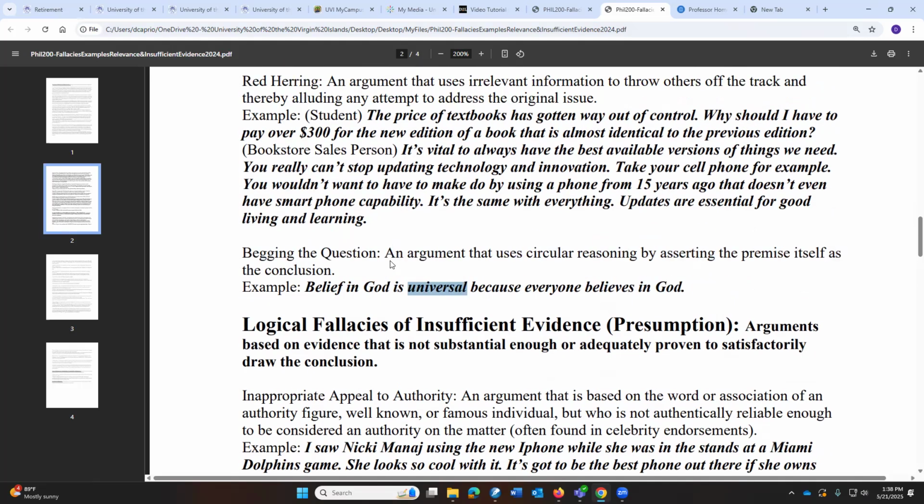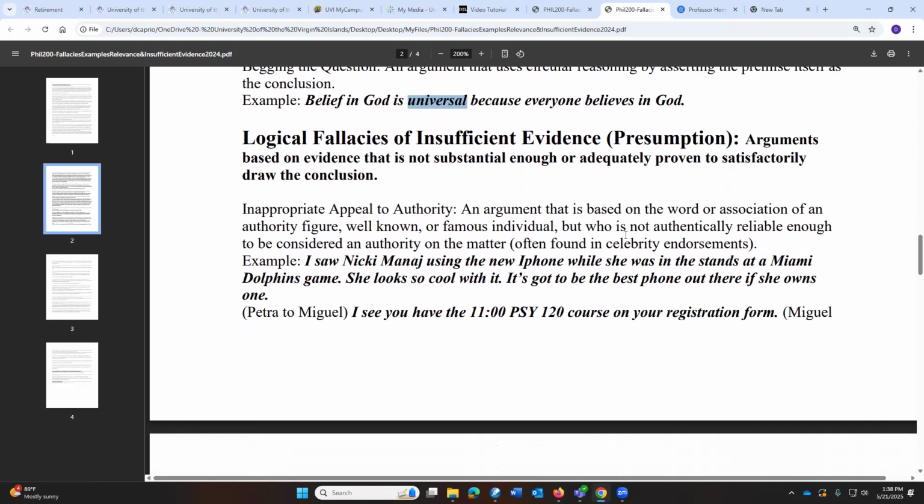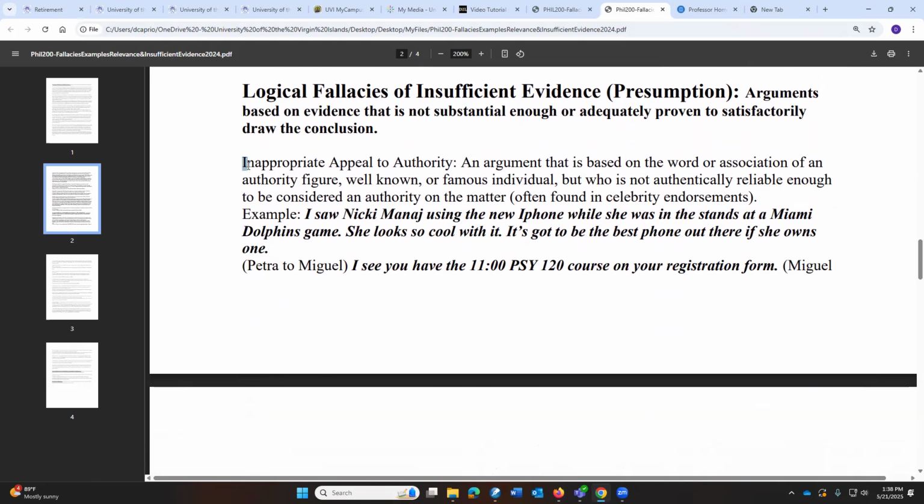All right, those are our fallacies of relevance. Now let's take a look at the fallacies of insufficient evidence, all right, where we are presuming something to be true even though we haven't established it yet. Okay, so we haven't proven the case adequately to draw a satisfactory conclusion. First off, we have the inappropriate appeal to authority.